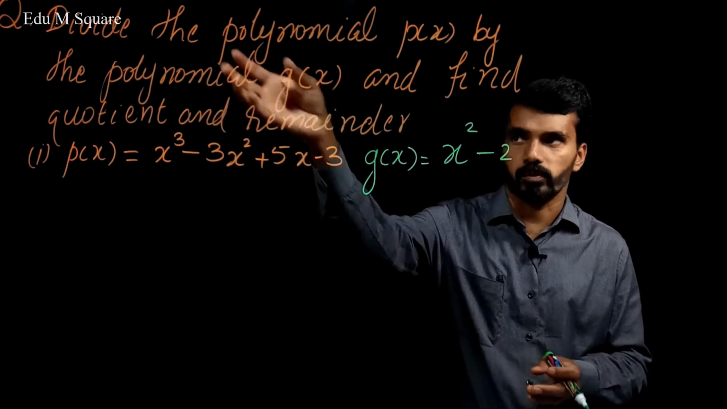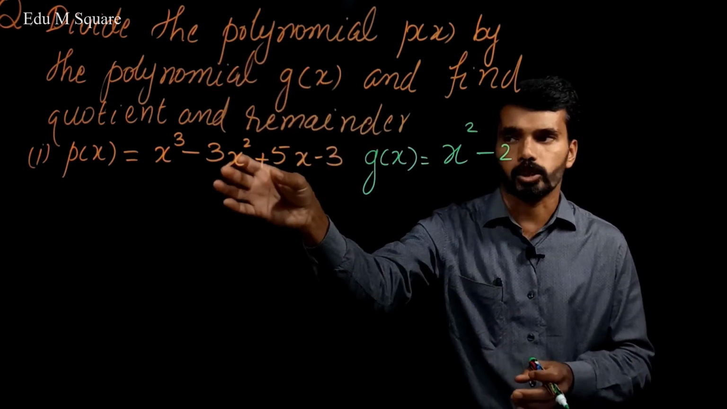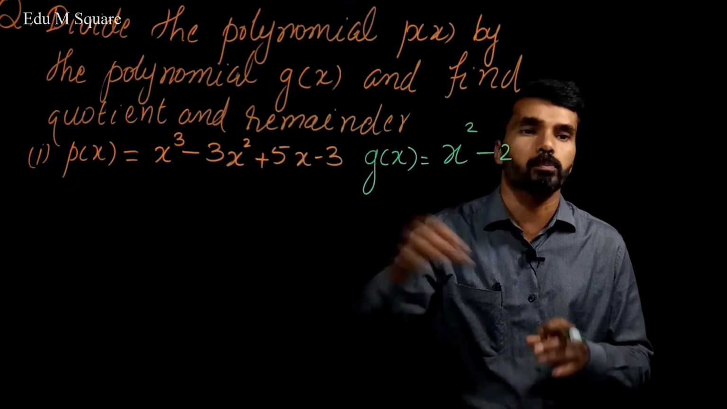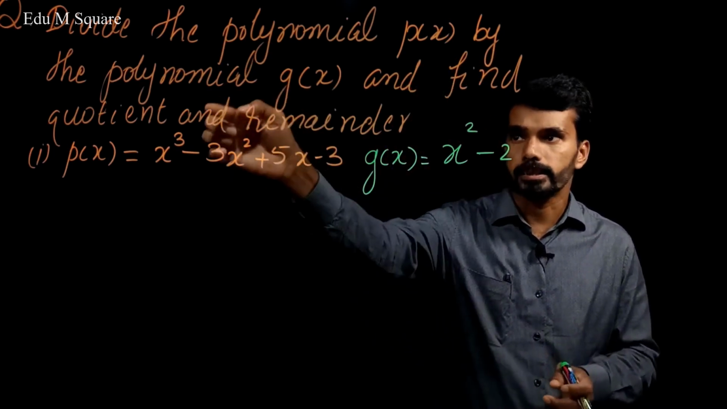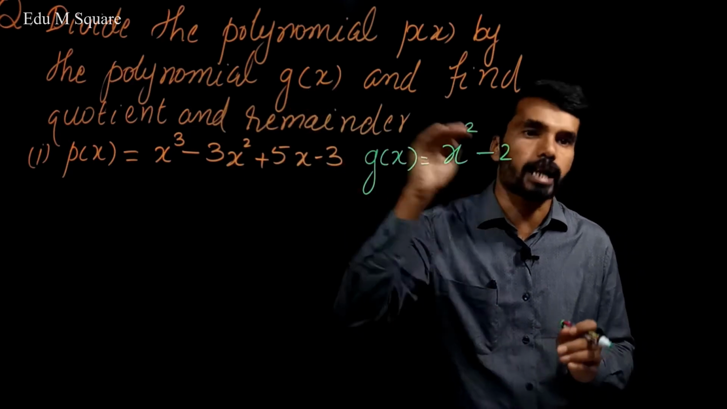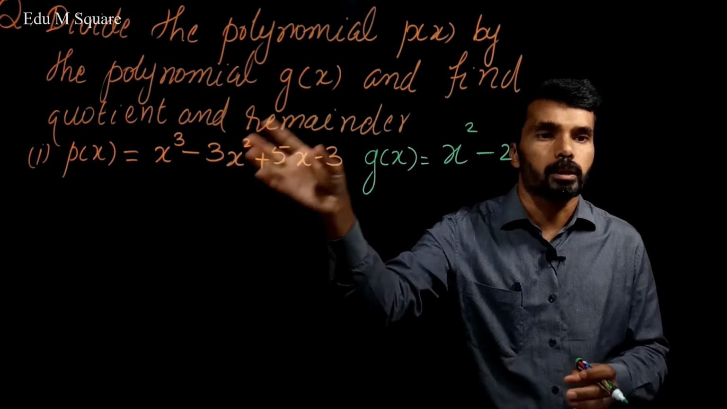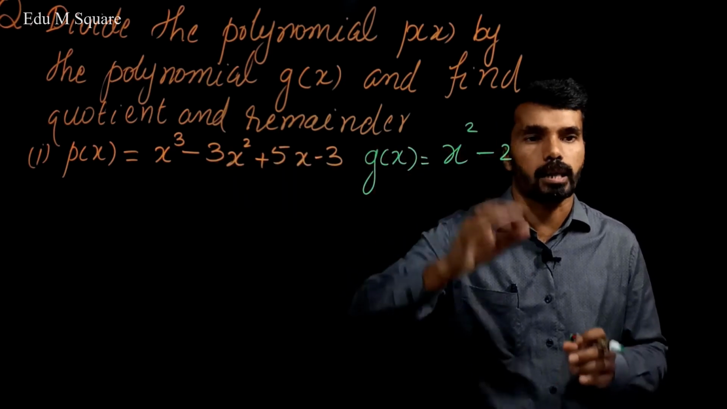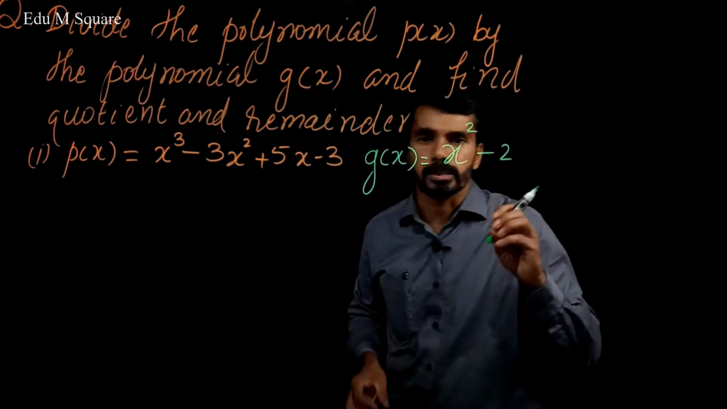What is the dividend here? We have to divide p of x. So p of x is equal to x cube minus 3x square plus 5x minus 3, which is the dividend. Then g of x is the divisor. Let us see that both p of x and g of x are in the standard form. Okay, so let us start the division.